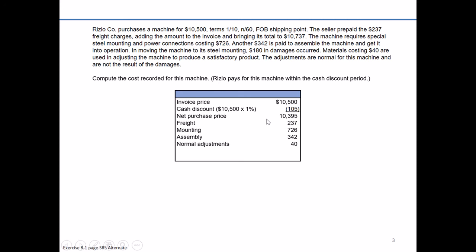Again, summarizing, net purchase price of $10,395 plus freight of $237 because it was shipped FOB shipping point, reasonable mounting charges of $726, assembly of $342, and normal adjustments of $40. The overall machine cost, when we add up all of those items, is going to be $11,740. So on the balance sheet for this particular machine, the total cost capitalized or recorded as an asset would be $11,740, including anything reasonable and necessary to get it ready for use.